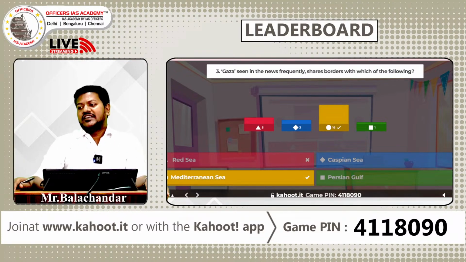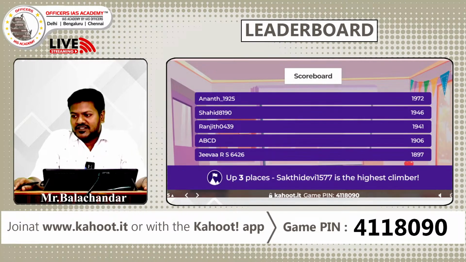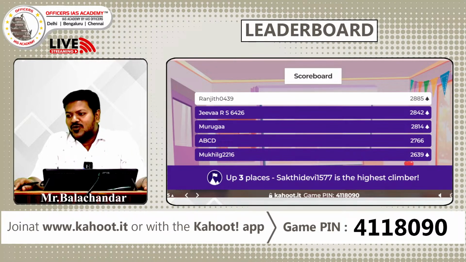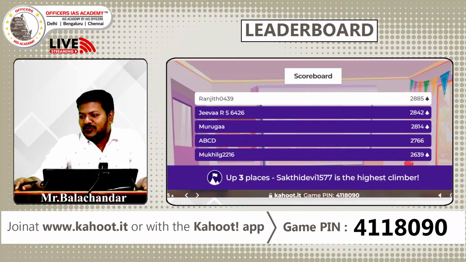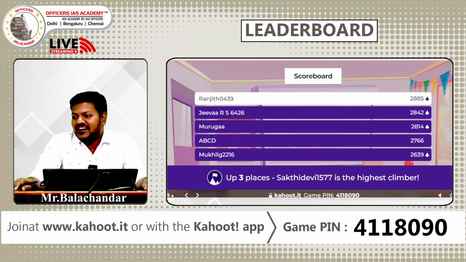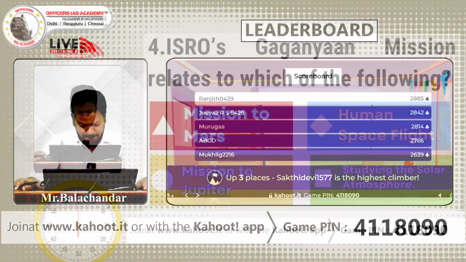So now we'll see the leaderboard after 3 questions. Now Ranjit leads the chart, then we have Jiva, then Muruga, and then we have Mukil. It's good to see that Ranjit has improved his points, and Shakti Devi is the highest climber. She moved up 3 places. So good going, guys. We'll move to the next question now.